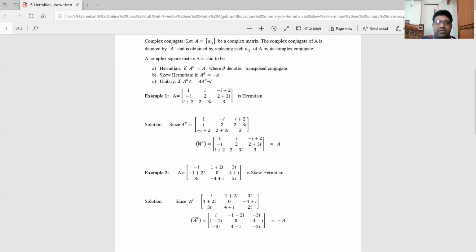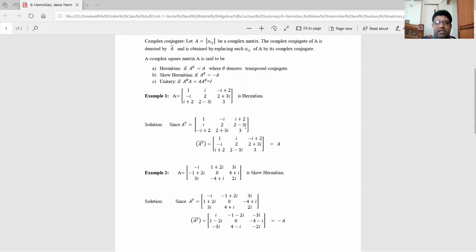Now I am taking its conjugate. 1 is as it is, there is no complex part here. If it is minus i, its conjugate means plus i. This is i plus 2, so its conjugate becomes minus i plus 2. Next, the entry 2 has no complex part here, so it remains 2 only.